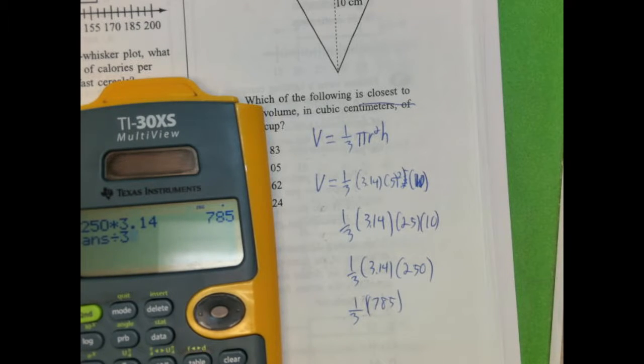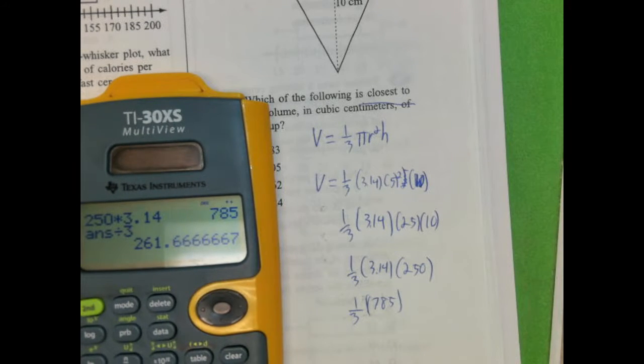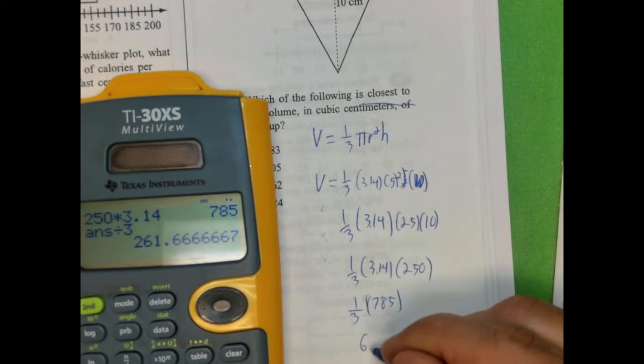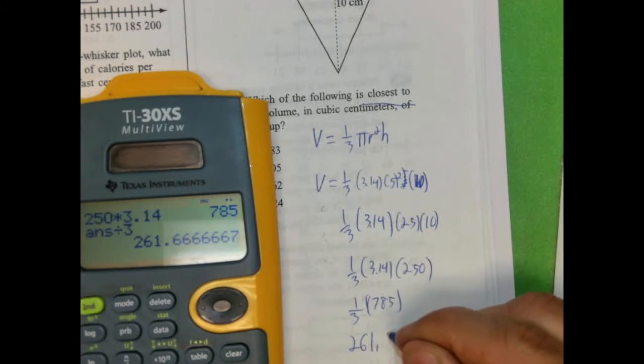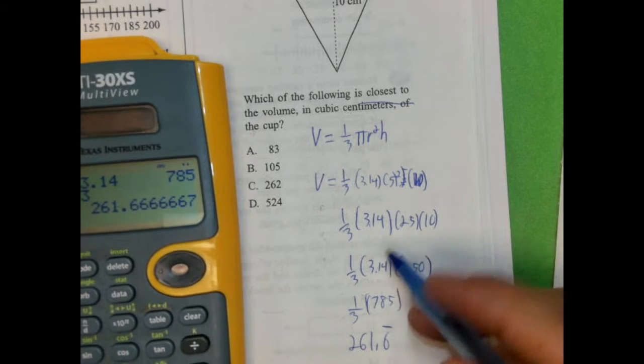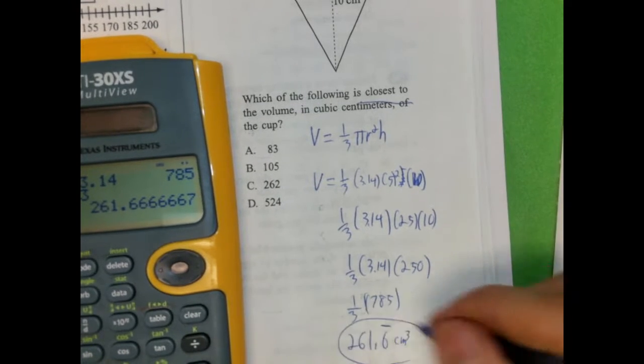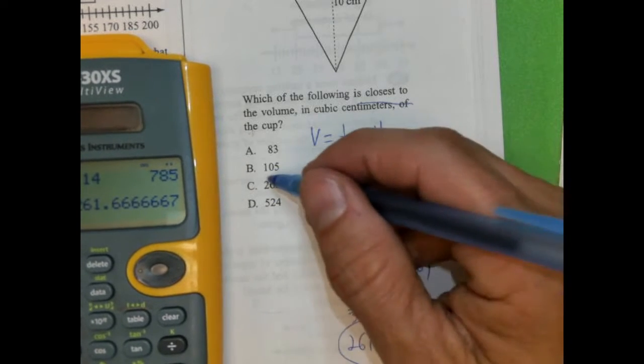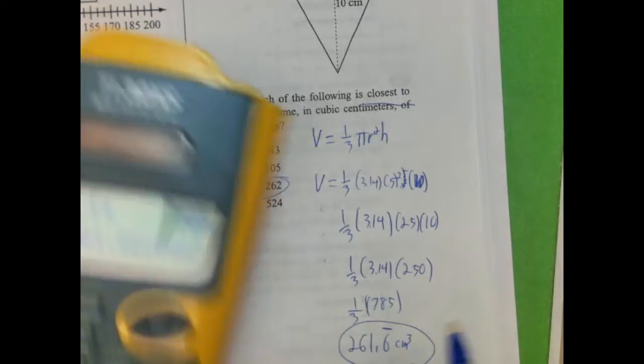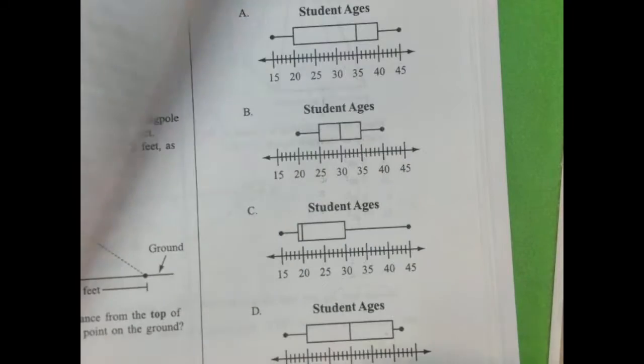Divide that by 3 because it's the same as multiplying by a third. And you get 261 2/3. And that's going to be centimeters cubed. Okay, so which of these is closest to it? I would say option C, 262. Okay.